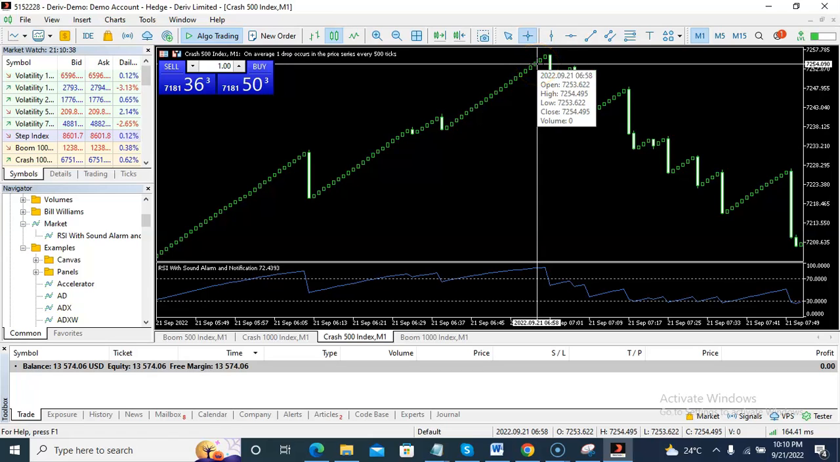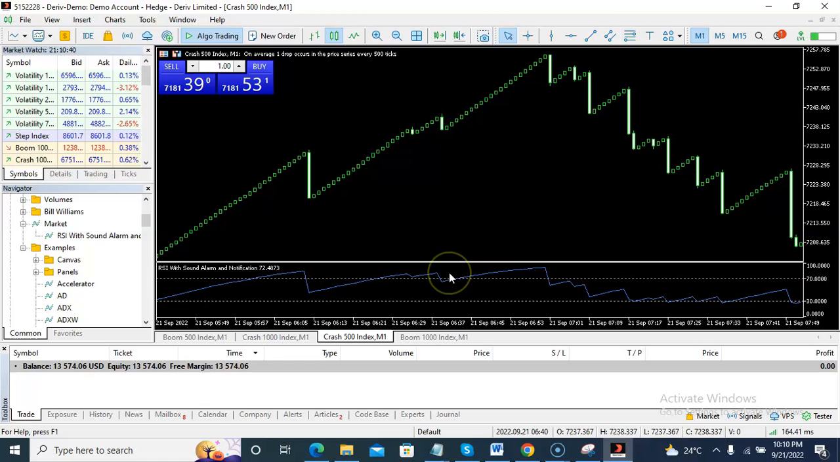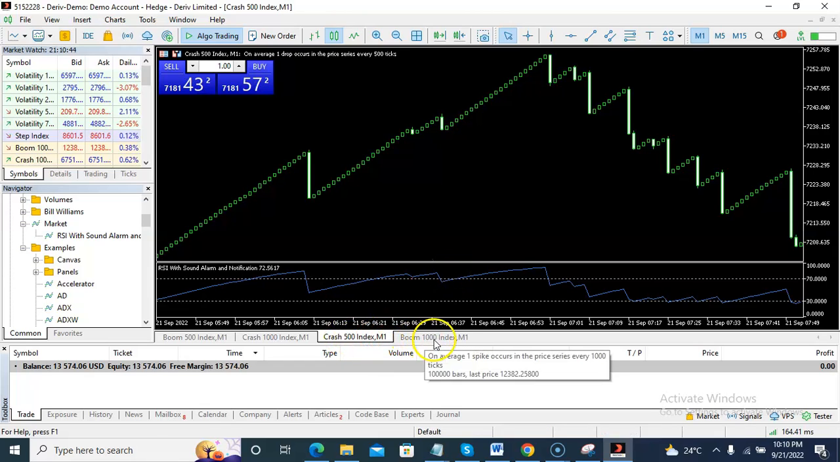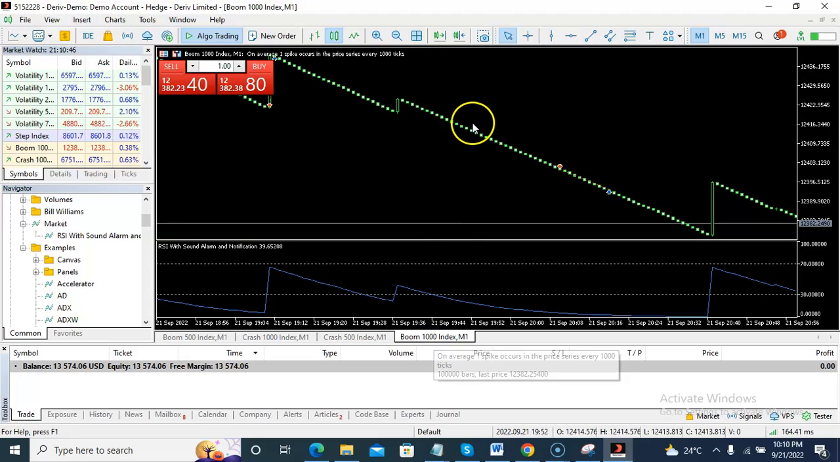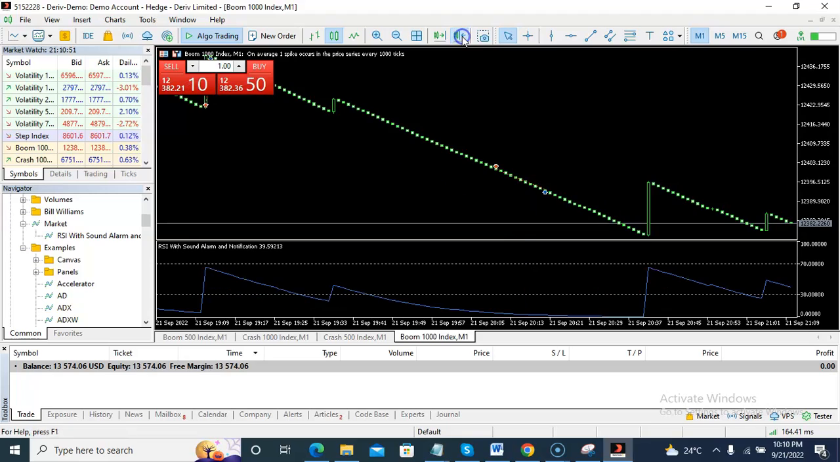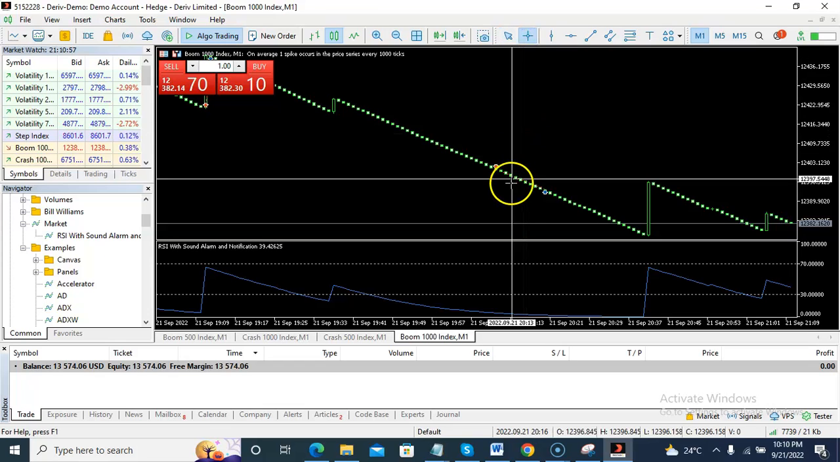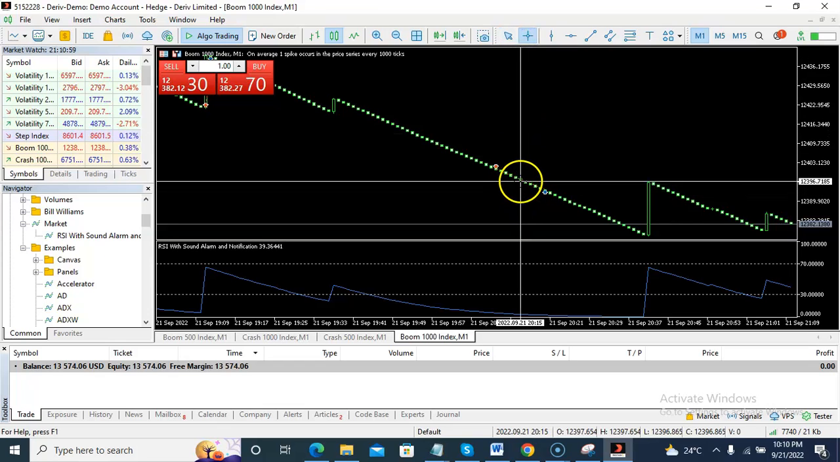Let me show you another. Let's go to another market, the Boom 1000 index. Let's see how the strategy occurs on Boom 1000. Of course, the strategy is not 100%. There are times that the conditions may be met, and the market will still continue in that direction.